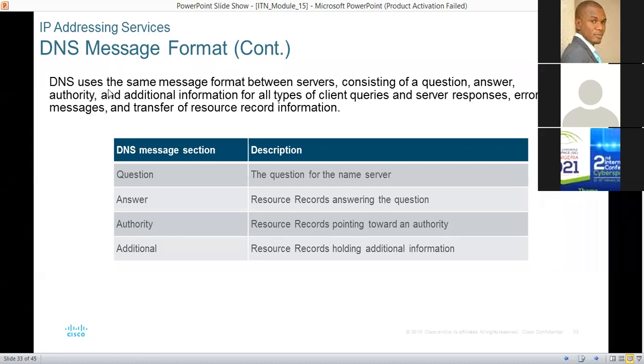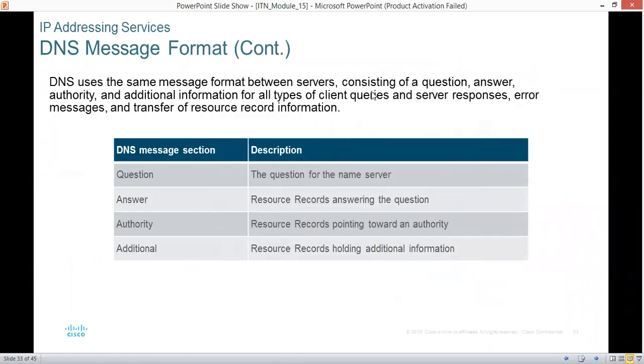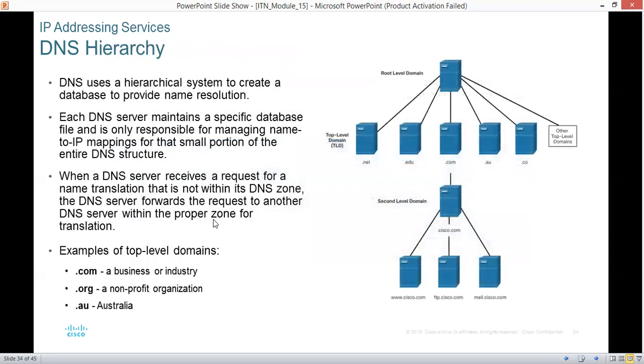So, the DNS message format. The DNS uses the same message format between servers, consisting of questions, answers, authority, and additional information, for all types of client queries and server responses, error messages, and transfer of resource records. For the DNS message sections: Question is the question for the name server; Answer is resource records answering the question; Authority is resource records pointing toward an authority; and Additional is resource records holding additional information. These are the different DNS message sections.